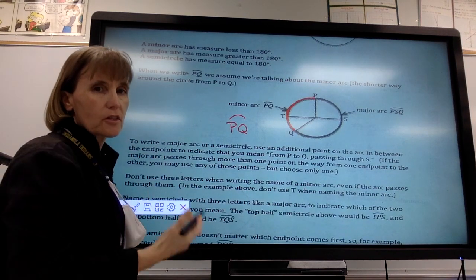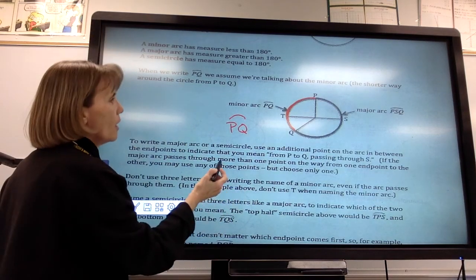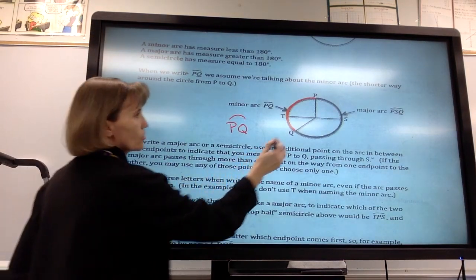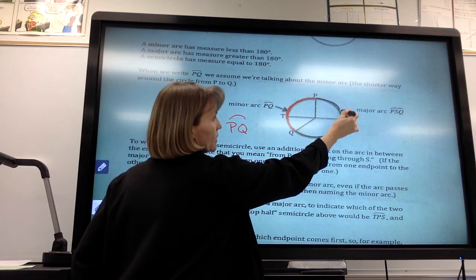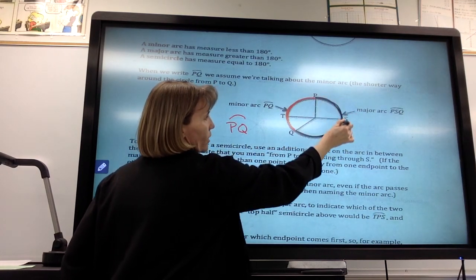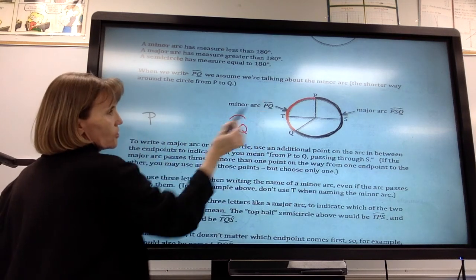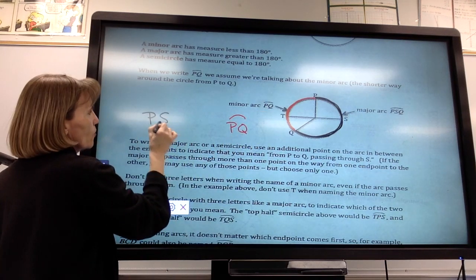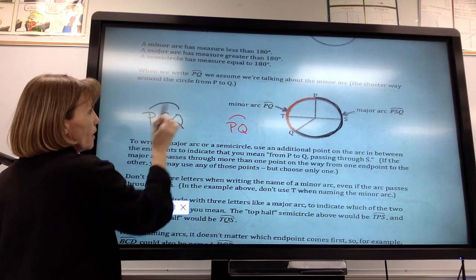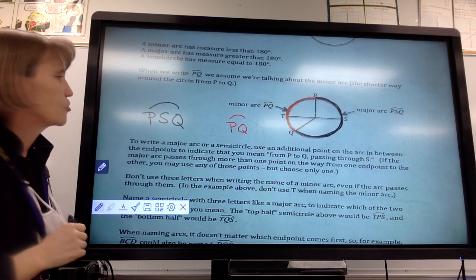Now, if I want an arc that's greater than 180 degrees, that's bigger than halfway around the circle, I have to use three letters. So maybe I'm going to go from P to S all the way to Q. Notice that I can go different directions around the circle. The letters tell me what direction I'm going. So if I start with P, I go through S, and I end at Q. That would be your major arc. You've got to have three letters in your major arc.